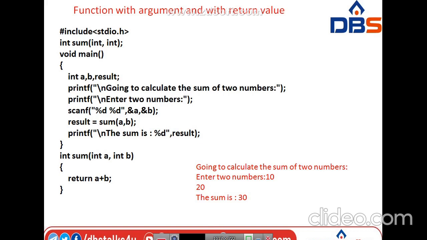So in the function definition, there is a statement called return a plus b. That means I am going to add the a, b values, and that value should be returned. After execution of the function definition, the cursor will go back to the function call. If I give a value 10 and b value 20, the sum is 30. Automatically the sum will be stored in the result. So again, I am going to print that sum: sum is percentage d, comma result. So this is the example program for function with argument and with return value.